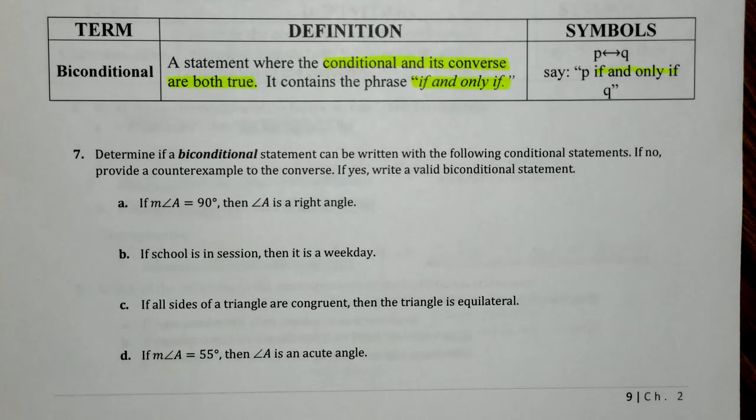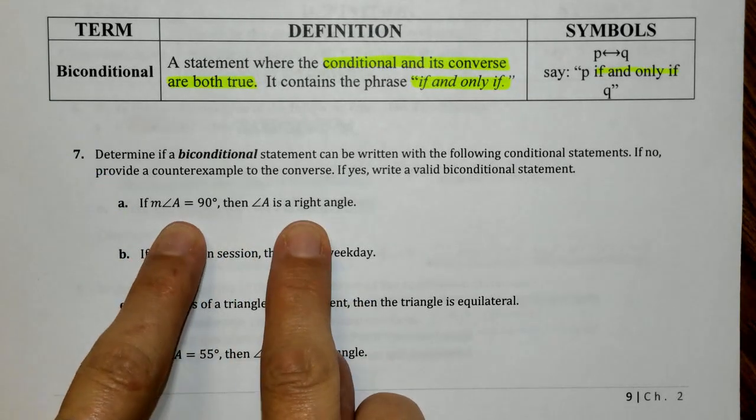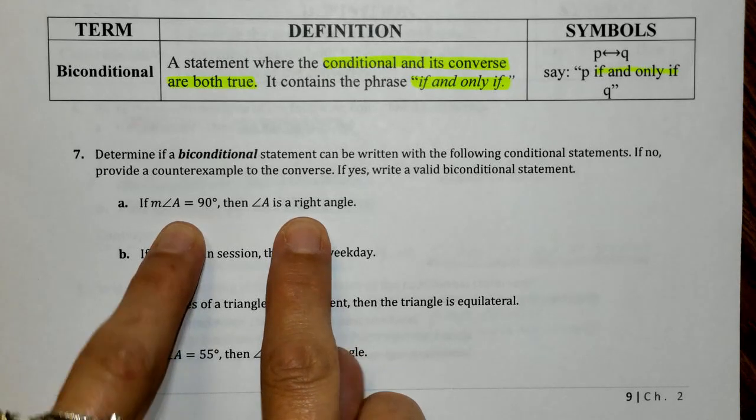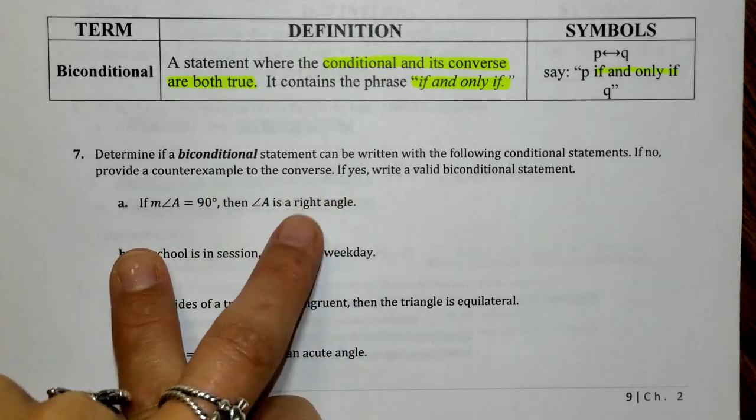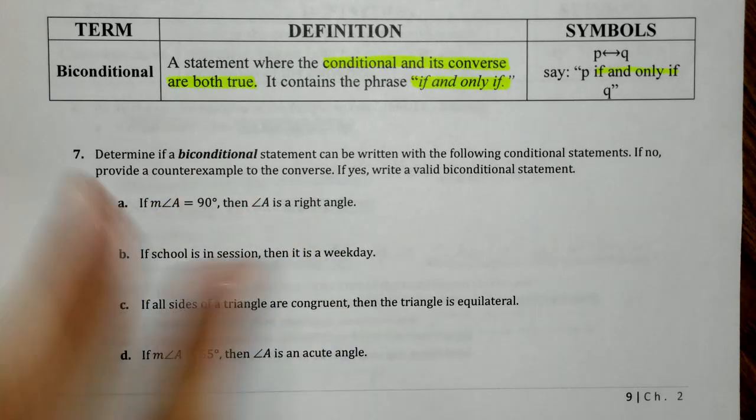So here we have, if the measure of angle A is 90, then angle A is a right angle. I'm not going to do colors on this one because literally, guys, all you're doing is you're saying, okay, if angle A is 90 degrees, is it a right angle? Yes. Switch them. If angle A is a right angle, is it 90 degrees? Yes. So both of these are going to hold true.